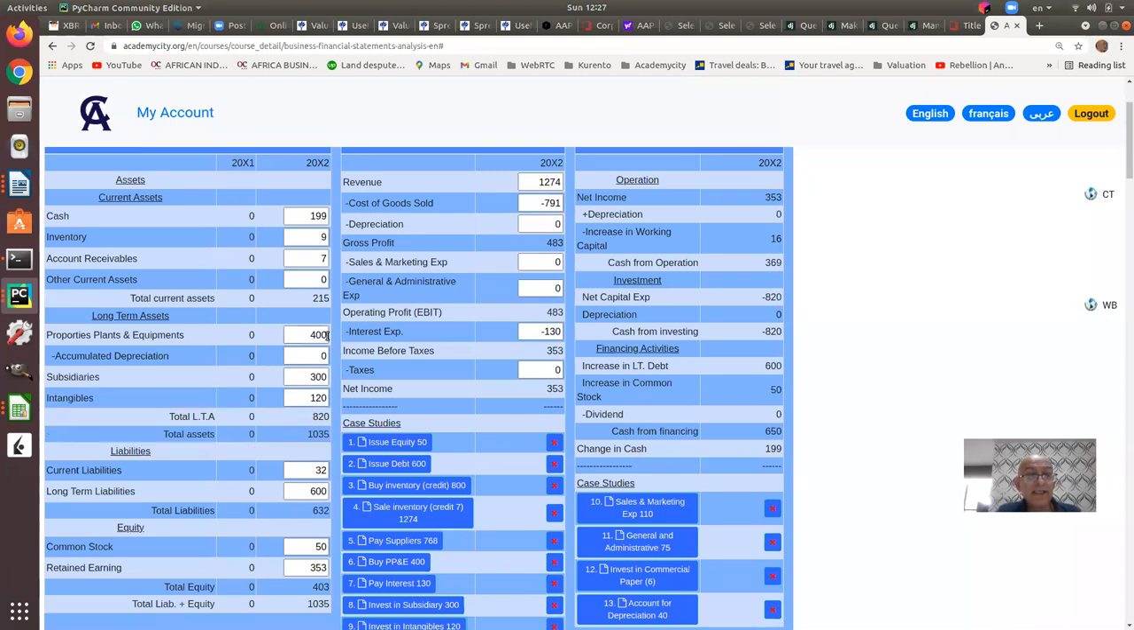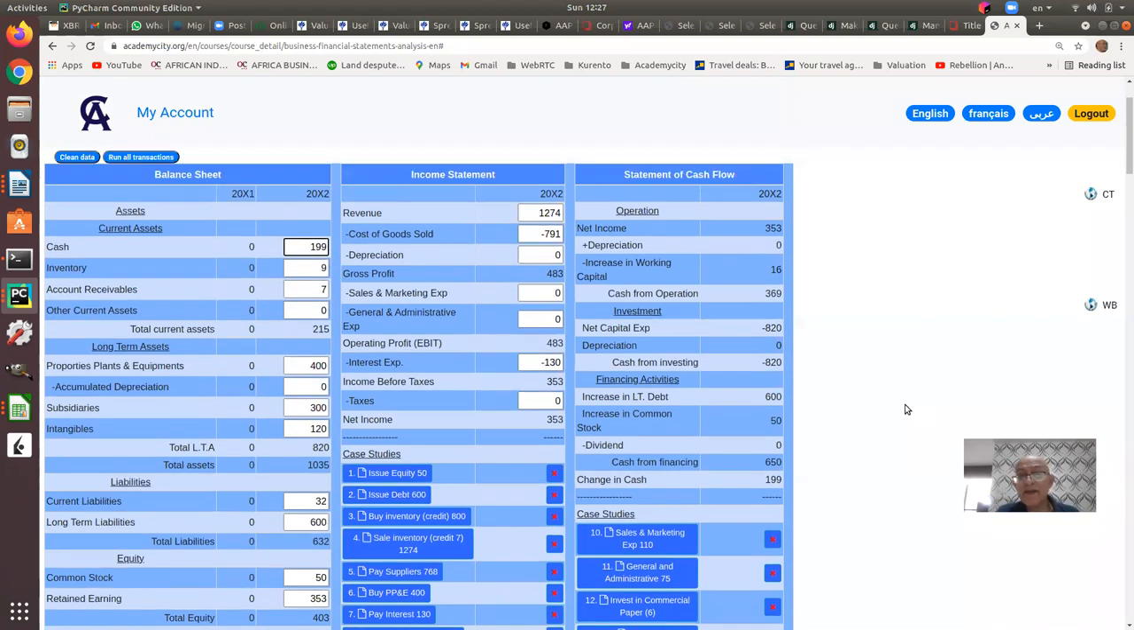So the long-term assets went up, but the cash went down even more. Same effect. Investments would go up more. I invested more. So how did I come to 820? Very simple. I bought machinery, I bought a subsidiary, and I bought a patent. If you add them up, you get 820. No surprise, it's exactly this one.